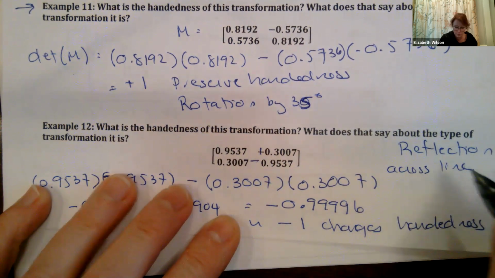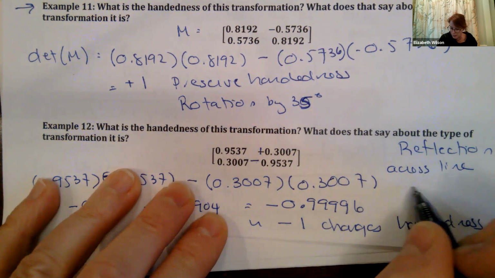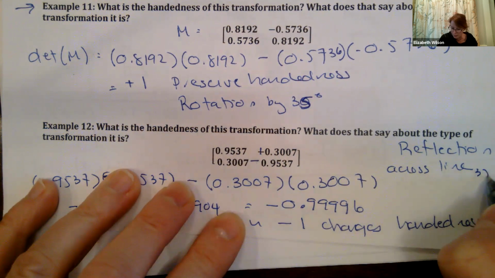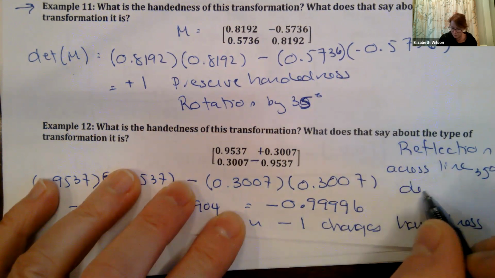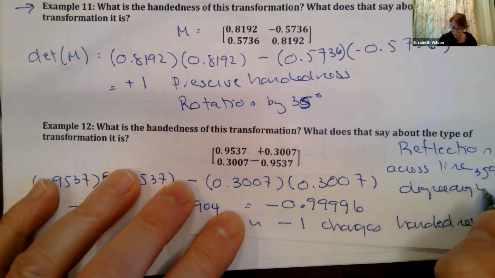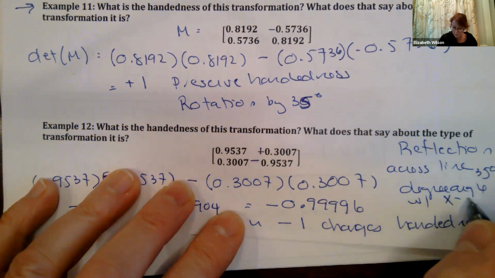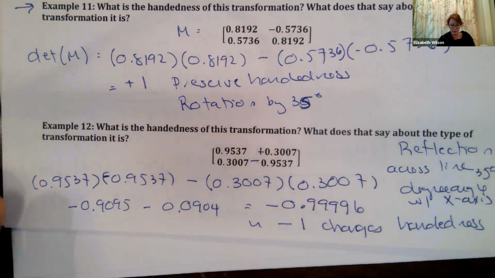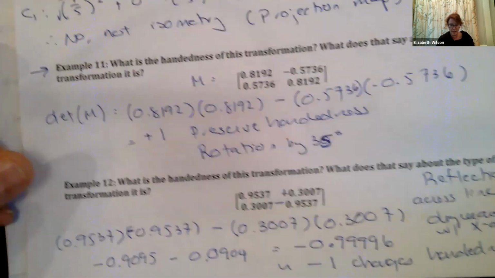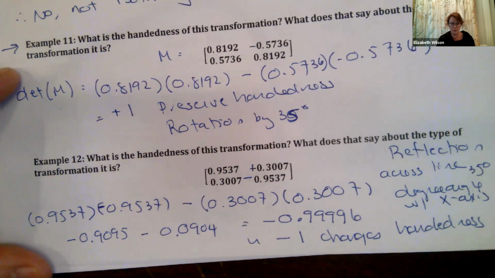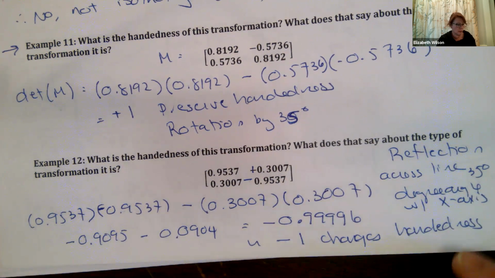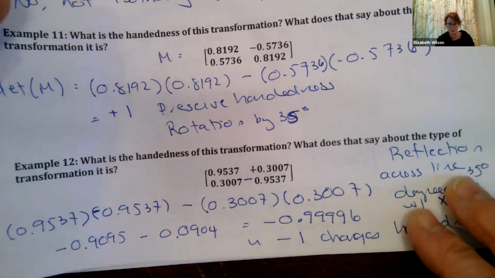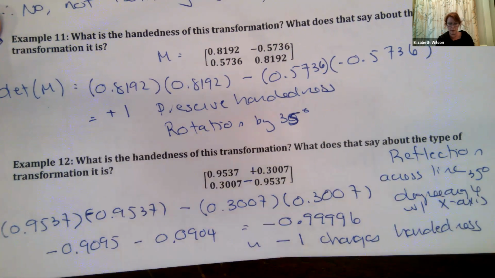Across the line that makes a 35-degree angle with the x-axis. Okay, so that's how we're thinking about our handedness. I just want to make a brief point here about the handedness, just to make sure that we're on the same page about it.